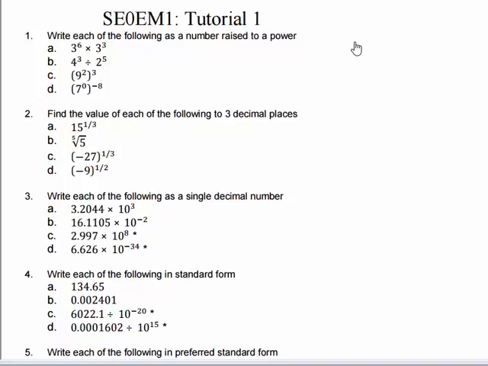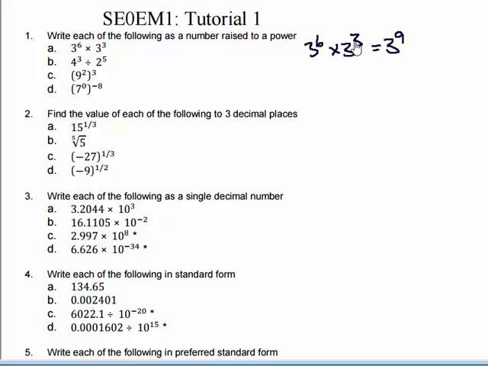Tutorial 1, Question 1. Write each of the following as a number raised to a power. So if you've got two numbers with the same base, all you have to do is add the indices together. So 3 to the 6 times 3 to the 3 is equal to 3 to the 9.